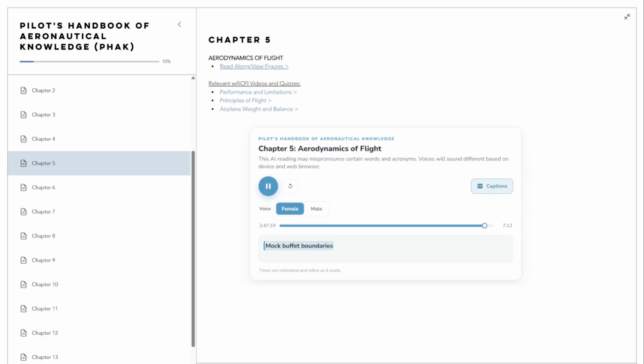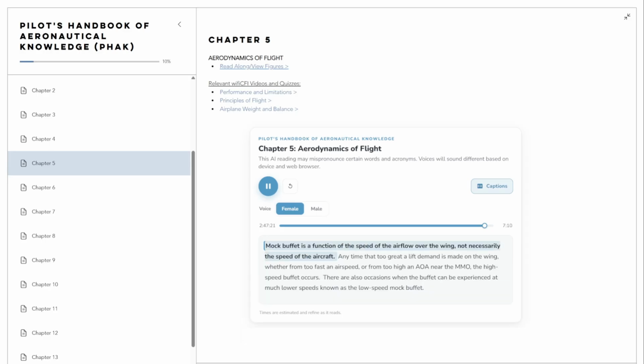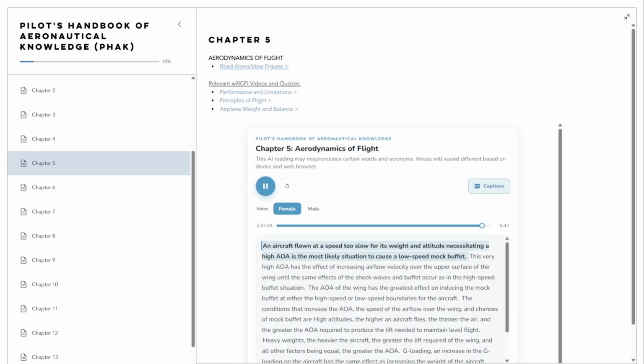Mach buffet boundaries. Mach buffet is a function of the speed of the airflow over the wing, not necessarily the speed of the aircraft. Any time that too great a lift demand is made on the wing, whether from too fast an airspeed, or from too high an AOA near the MMO, the high-speed buffet occurs. There are also occasions when the buffet can be experienced at much lower speeds, known as the low-speed Mach buffet. An aircraft flown at a speed too slow for its weight and altitude, necessitating a high AOA, is the most likely situation to cause a low-speed Mach buffet.